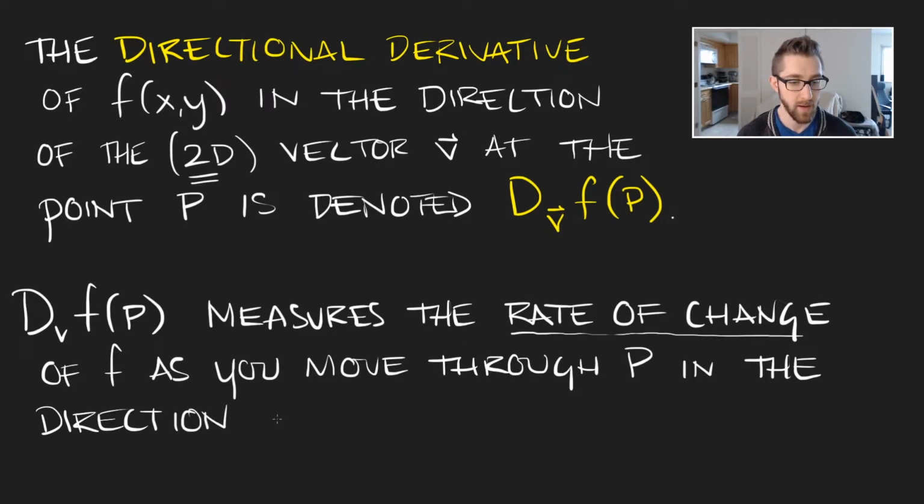A couple things to keep in mind is that if this is a function of two variables, then the point in question has to be a two-dimensional point, in other words, a point in R². The vector v has to be two-dimensional as well. But you could also compute directional derivatives for functions of three variables. If you had f(x, y, z), then you'd want to be specifying a three-dimensional vector for the direction and a point in R³ at which you're going to evaluate.